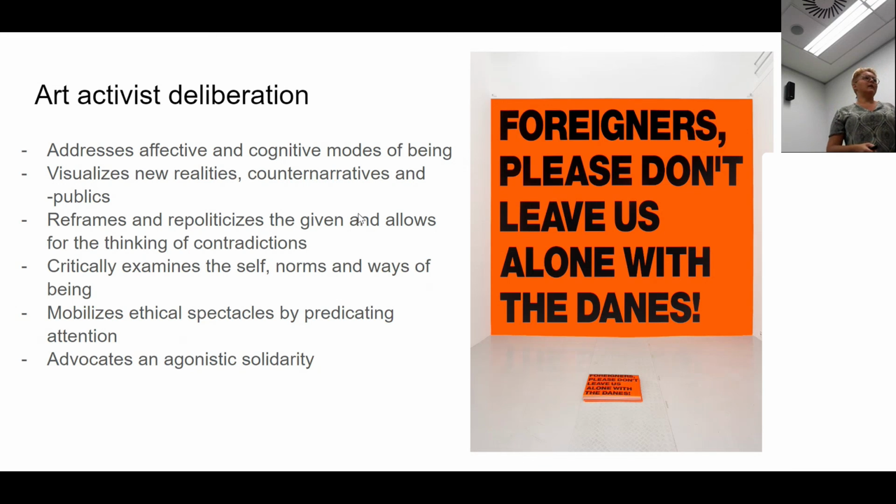Because I think for me, all of these examples show that you can consider activism deliberative. You just have to consider how you think about activism. So for me, art activist deliberation is about when art and activism addresses affective and cognitive modes of being. It visualizes new realities, counter-narratives, and publics. It reframes and repoliticizes the given and allows for the thinking of contradictions. It critically examines the self, norms, and ways of being, and it mobilizes ethical spectacles by predicating attention. And then, most importantly, I think it advocates for an agnostic solidarity. And that's, for me, activist deliberation.